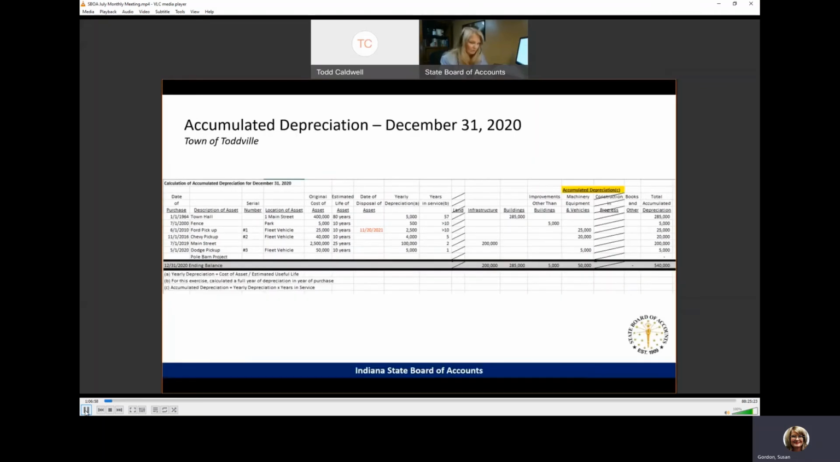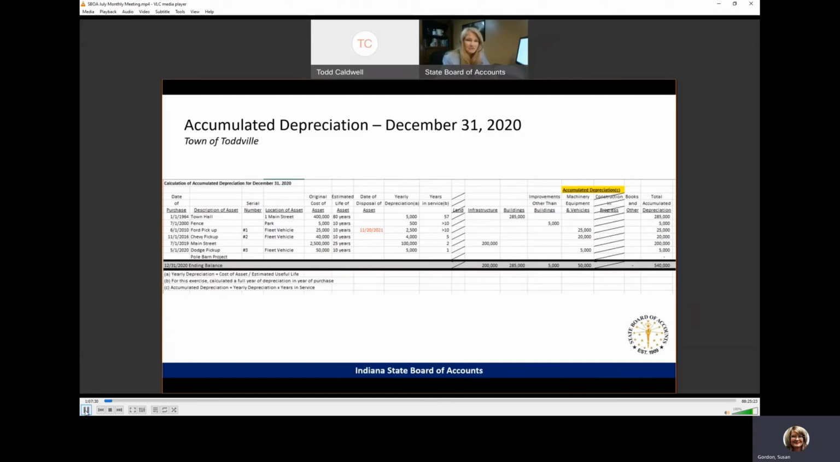So you can go ahead and change the slide. Okay, accumulated depreciation as of December 31st of 2020. This is the first time you're going to be doing this, so this is how I did it for the town of Toddville. I'm sure there are a number of ways you can do it, but I thought I would offer this as an example. As Todd told you, we do not have a form for calculating accumulated depreciation, so I made this up for our presentation and example today.